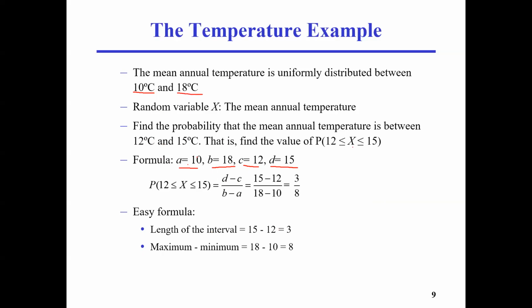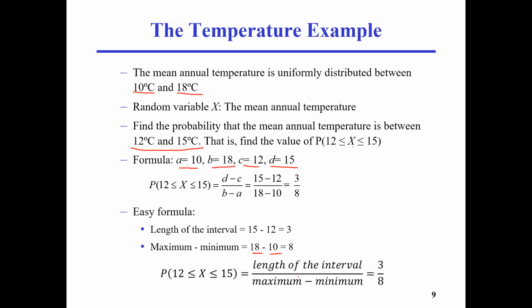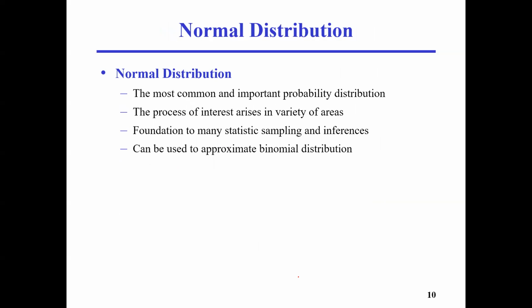The length of the interval is the difference between 12 and 15. Maximum minus minimum, 18 minus 10. So a uniform distribution is very straightforward and easy to understand, so it's also a good preparation for the normal distribution. The normal distribution is more complex, relatively. It's not very complex, but compared to the uniform distribution, you can say it's more difficult to address.